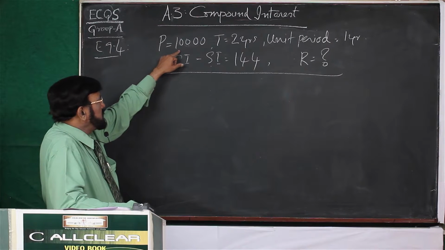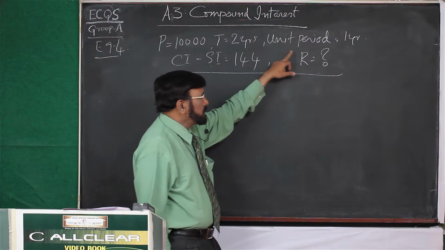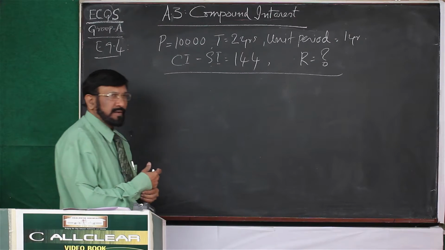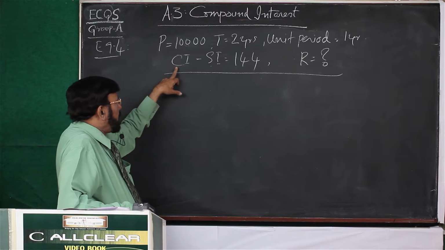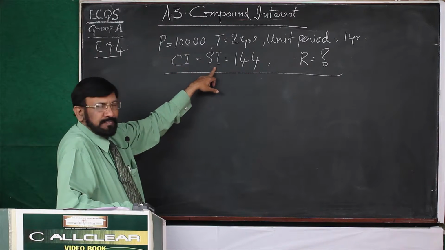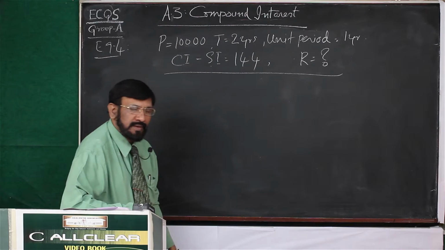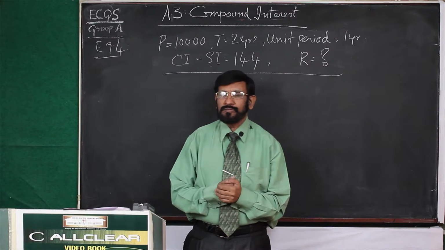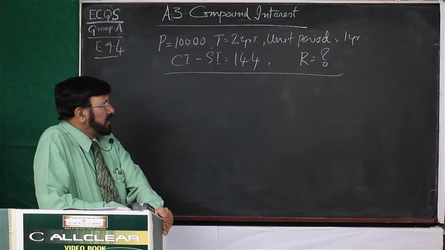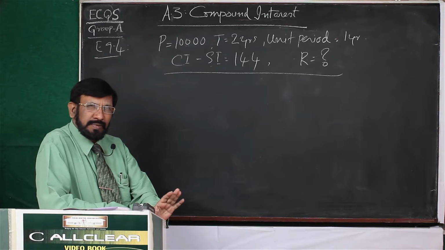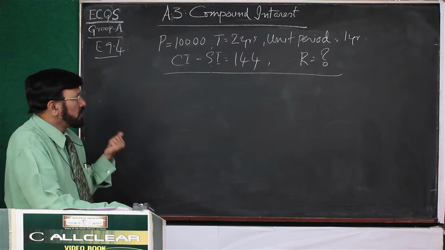Here P is 10,000 rupees, time T is 2 years, unit period 1 year, and the rate of interest is not given. The difference between compound interest and simple interest, CI minus SI, is given as 144, and we have to calculate the rate of interest. Here you cannot simply apply the formula directly. First you should have a strategy of what to do.